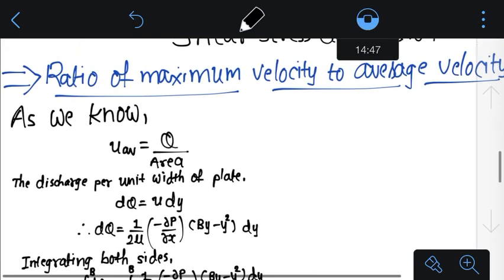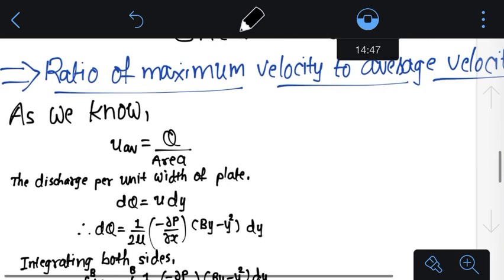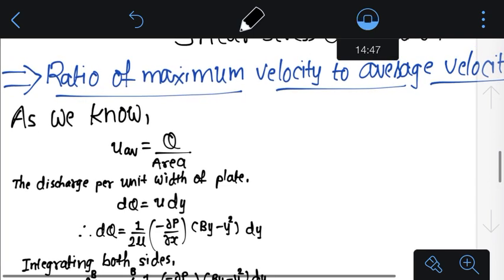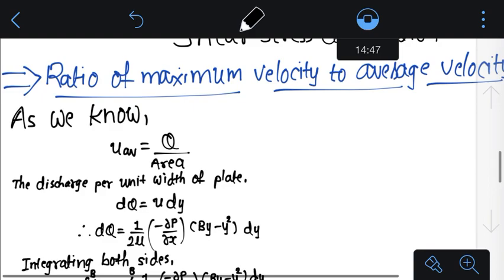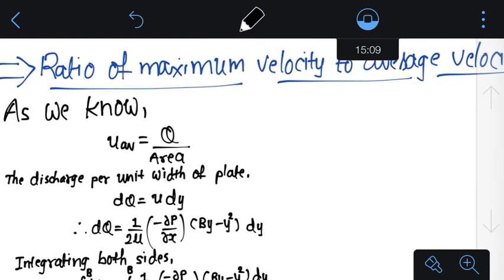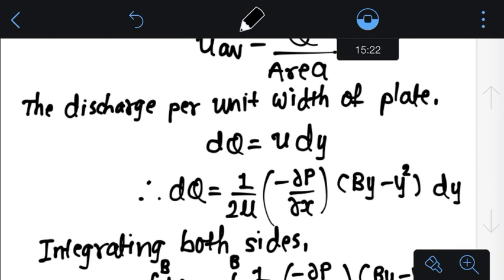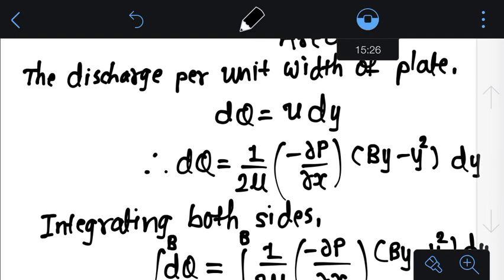So as you know very well, we have derived maximum velocity. Now before starting with this ratio, we have to derive average velocity. And as you know, average velocity can be obtained simply by having the discharge. So what we need to do is consider the discharge per unit width of the plate, and that can be obtained simply by integrating a small discharge, let's say dq, assuming which is passing through a small strip of width, let's say dy. So the discharge per unit width of the plate, you can write as dq equals u, that is velocity, into dy.